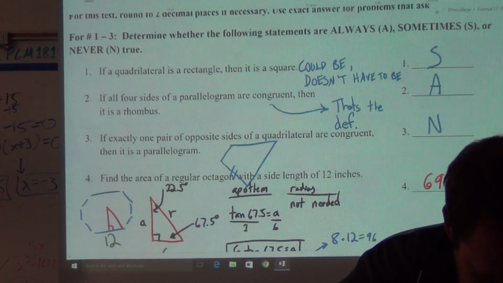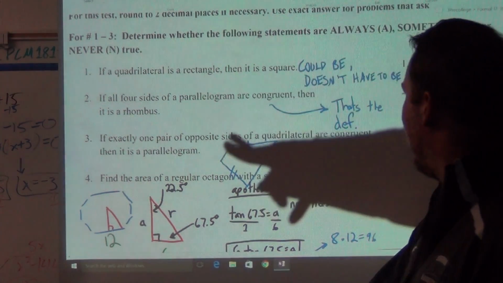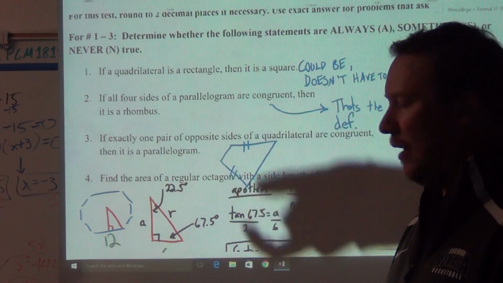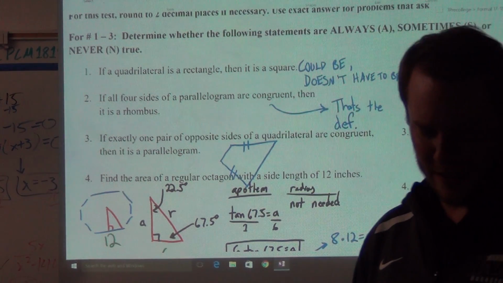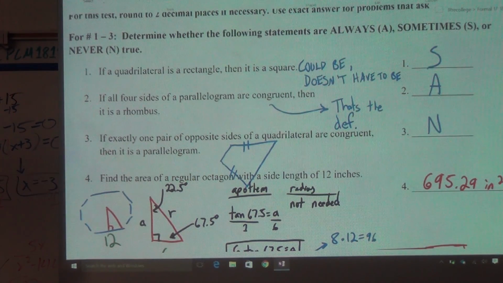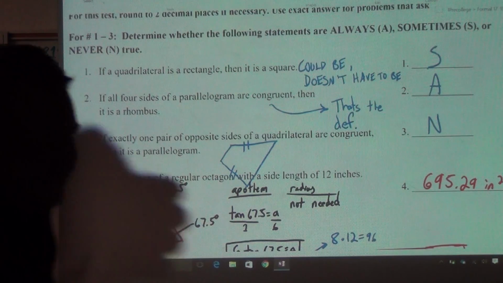These guys are the same. Regardless of whether these sides are parallel to each other or not, doesn't matter. Once we have exactly one pair of opposite sides congruent, it's not a parallelogram. It's not enough information. So never would be the answer for number 3.